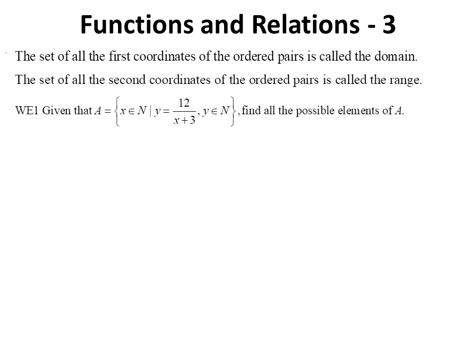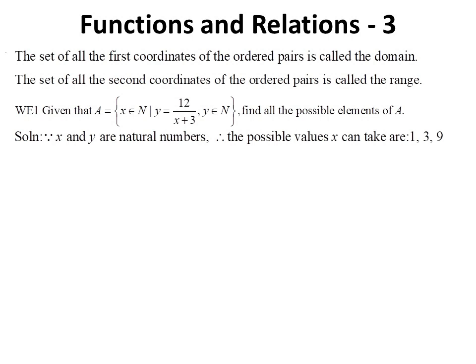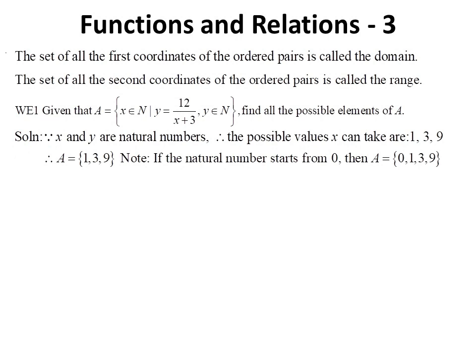The first example shows a set A. As we can see, it contains elements of natural numbers under the condition that y is also a natural number. y has the rule y equals 12 over the sum of x and 3. Since both x and y are natural numbers, the possible values x can take to make y a natural number are 1, 3, and 9. However, it is worth noting that if the natural numbers begin from 0, the possible values x can take are 0, 1, 3, and 9.